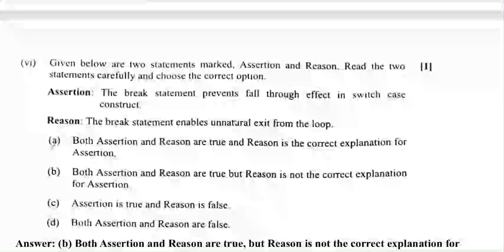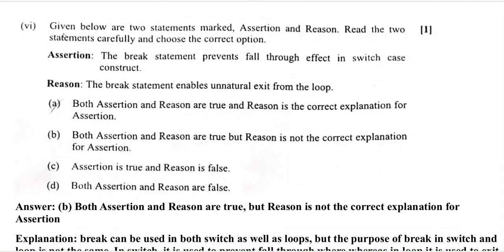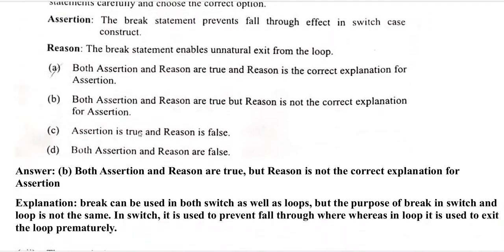Let's move to the next question. Given below again are two statements. Assertion: break statement falsifies the fall through effect in switch case construct. Reason: break statement enables unnatural exit from the loop. Here again the answer is option B. Assertion and reason are both true, but the reason is not the correct explanation for the assertion. Why? See the explanation.